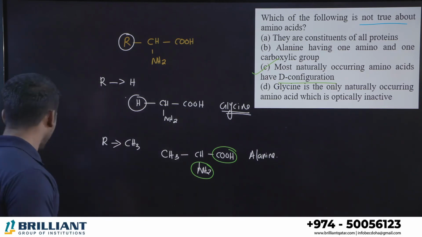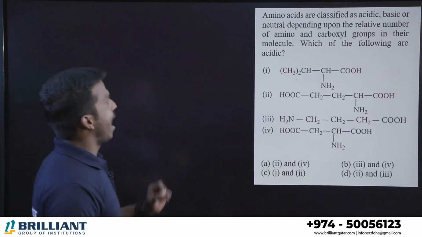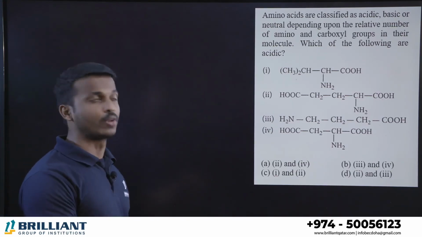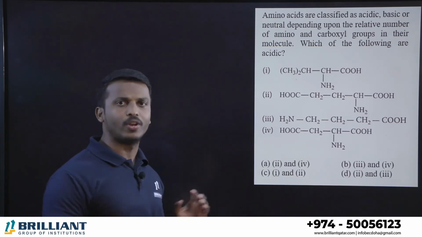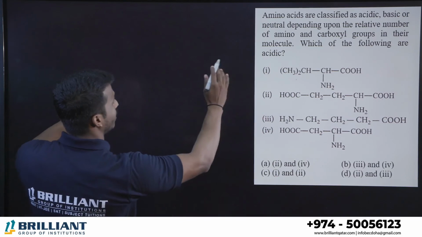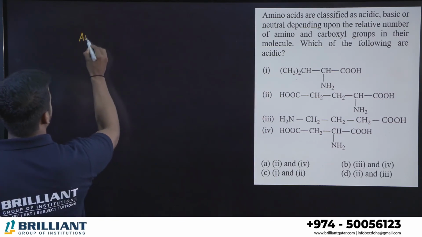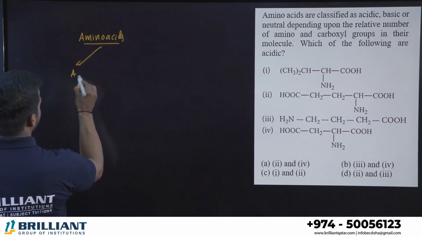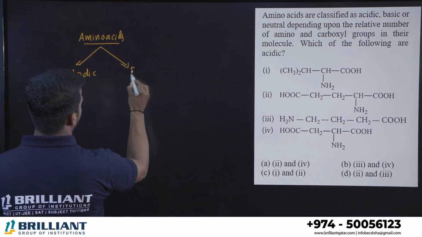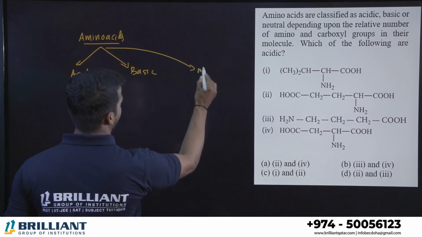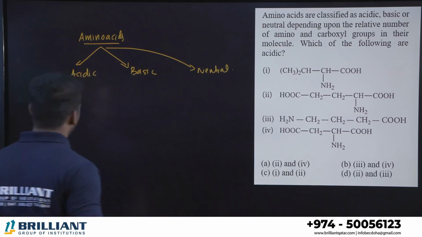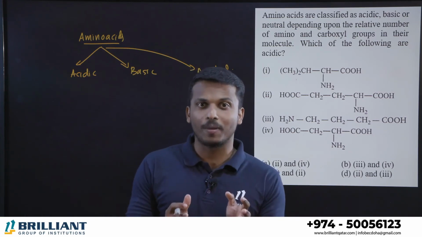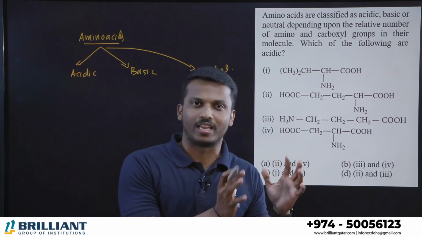That is correct. Let's go to the last question, all of you. Amino acids are classified as acidic, basic and neutral, depending on the relative number of amino and carboxyl groups. You know, the amino acids mainly classify into which ones? Amino acids mainly classify into three types: acidic amino acid, basic amino acid, and neutral amino acid. So simple. An amino acid contains an amine group and an acid group. The amine group is the basic group, COOH is the carboxylic acid group.